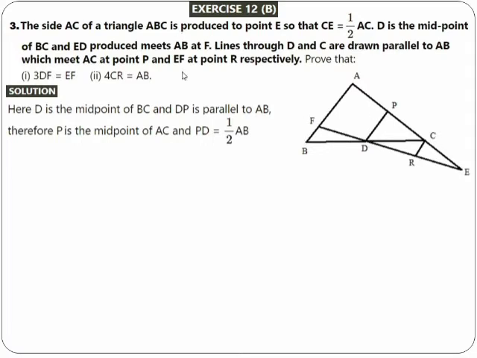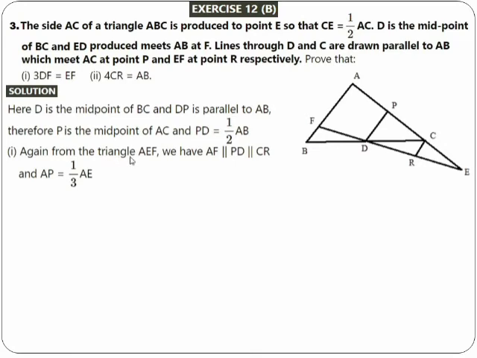Here you know D is the midpoint of BC. That's what is given, isn't it? And DP is parallel to AB, isn't it? Yes, that's what is given. So see here carefully, D is the midpoint of BC, and DP is parallel to AB. So can you say that DP is going to be half of AB? Yes, using the midpoint theorem, PD is half of AB.